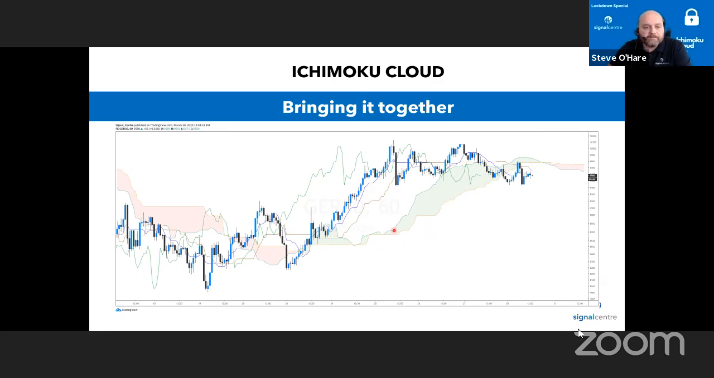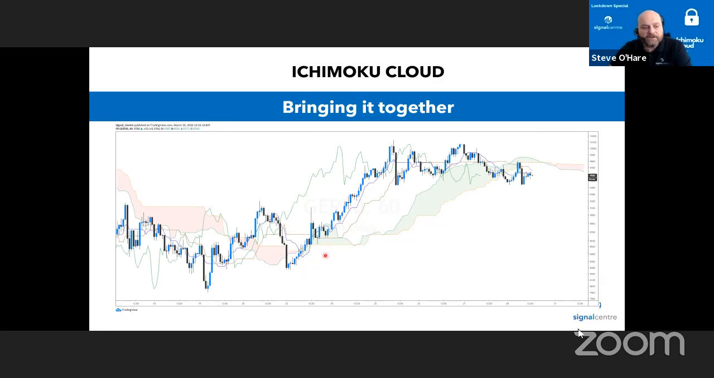When the price moves above the baseline, which is this browny colored line here, so when price moves above the baseline from below, then that is a bullish signal as well. And also when the conversion line or the trigger line, the blue line, crosses above the baseline, again, that can be a bullish signal. The opposite is the same. When we get price moving below the cloud, that's a bearish signal.